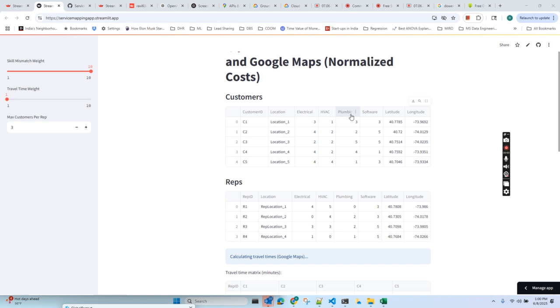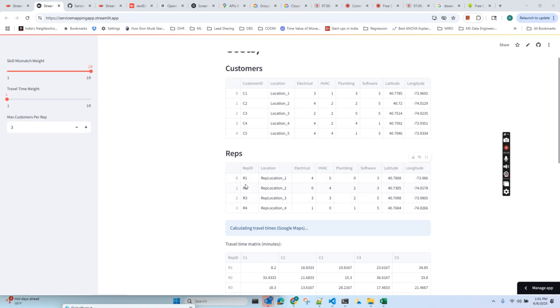Meaning in the same component, the problem has a plumbing issue, which requires a skill set of 3, and the same issue has a software component as well, which requires the skill set to be 3, right? And these are their locations in terms of latitude and longitude. So this is what the customer data set is, and below, if you see, these are the different representatives, right?